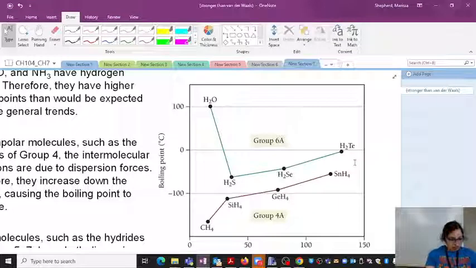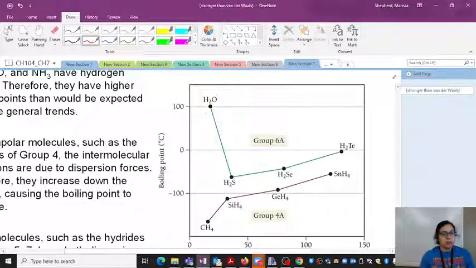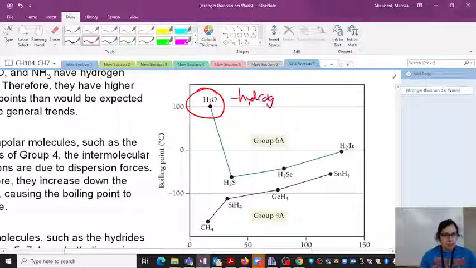So which one sticks out on the graph? Water. So why does water stick out? What makes it special? Highest boiling point? So it has the highest boiling point, but why is that? Because it only has 2 hydrogens and 1 oxygen. And so what kind of bonding does it have? Hydrogen. Yes. So it's the only one with hydrogen bonding.